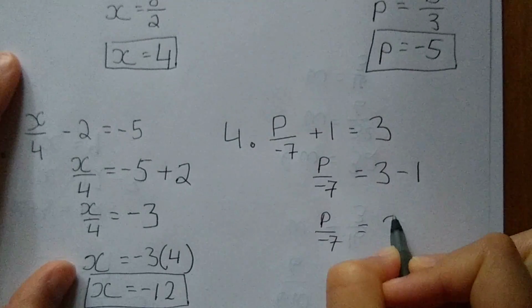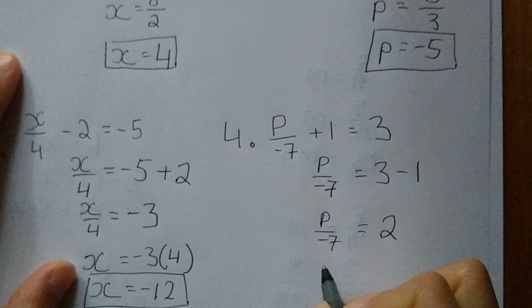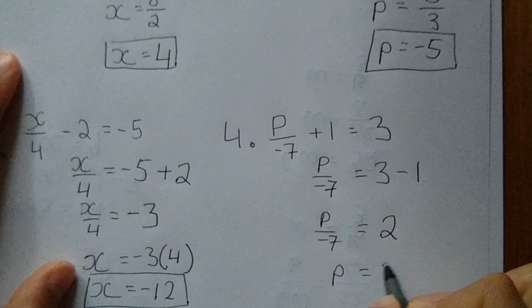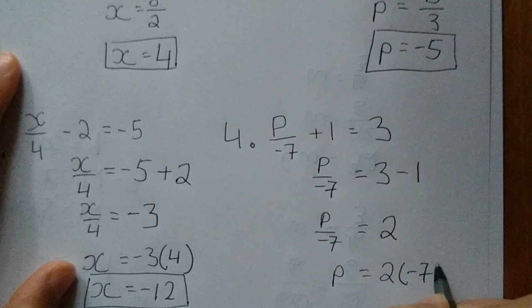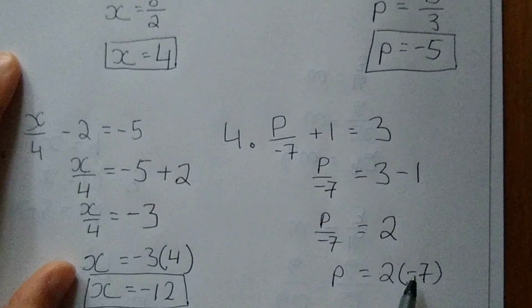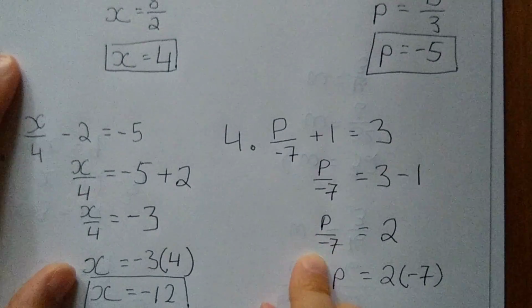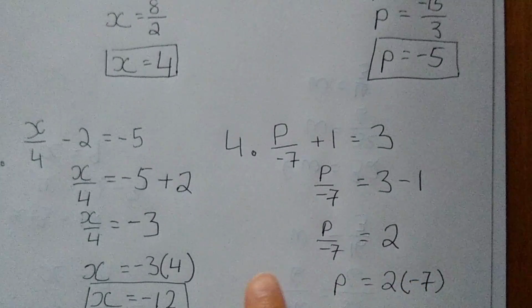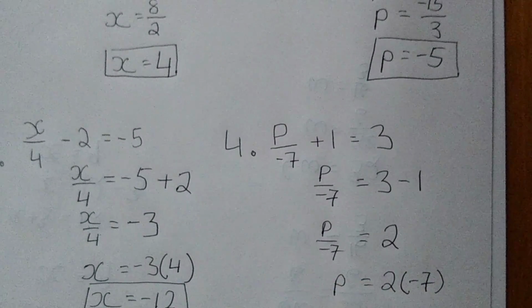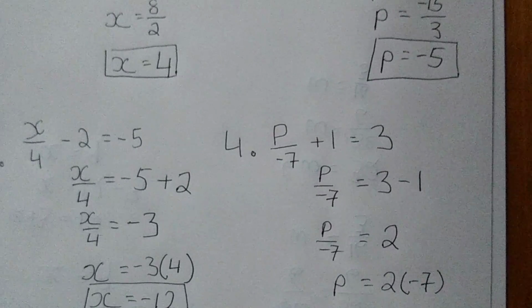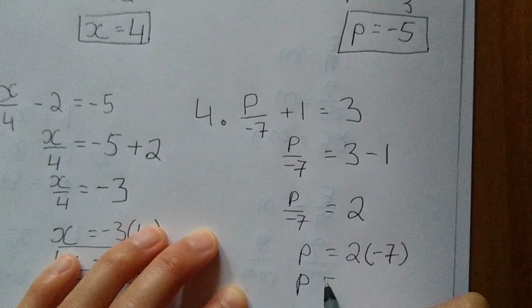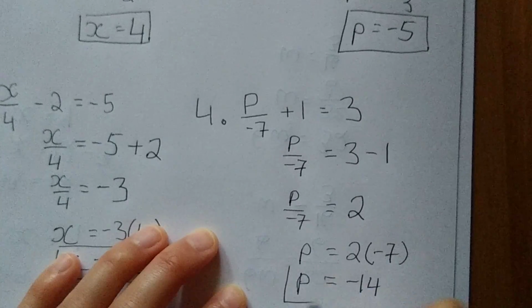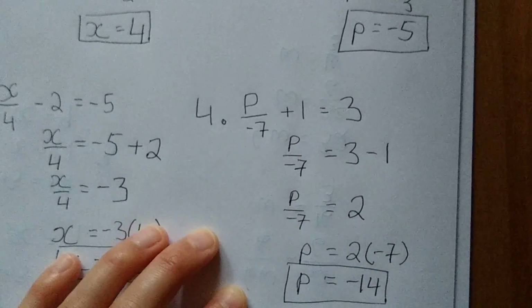is just 2. And then finally, if p is divided by negative 7 here, then we need to multiply by negative 7 on the other side. We're not changing it to positive 7 because the opposite of division is just multiplication. The opposite of division doesn't mean change the sign. That's only for addition and subtraction. So then p equals 2 times negative 7, which is negative 14. So our final answer is p equals negative 14.